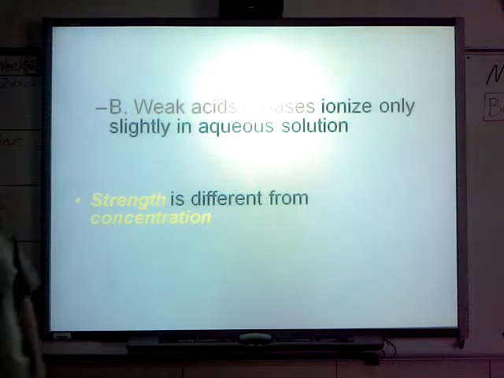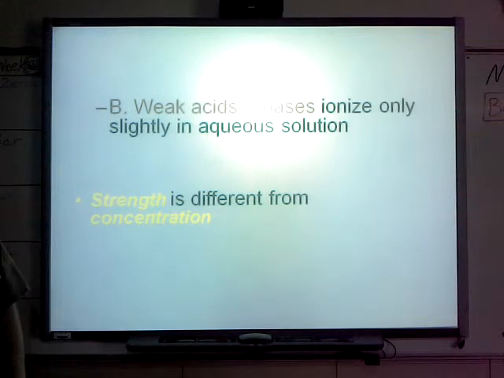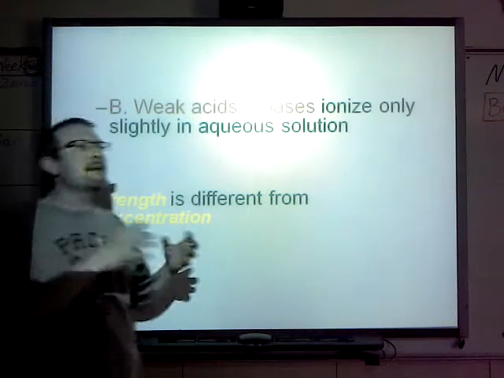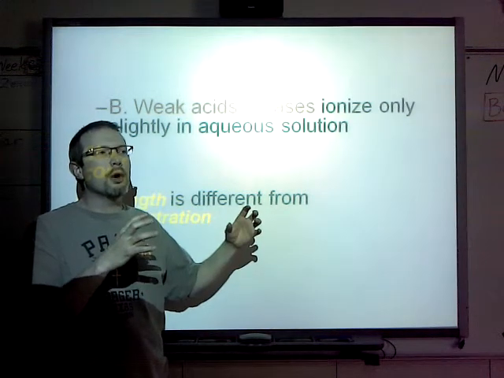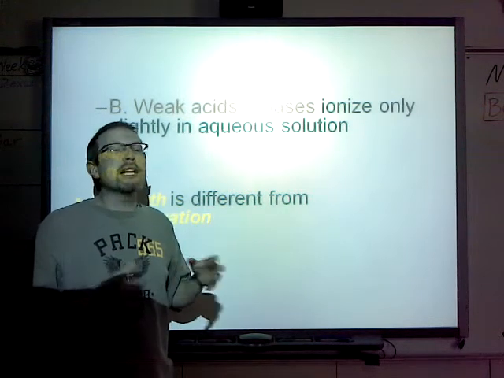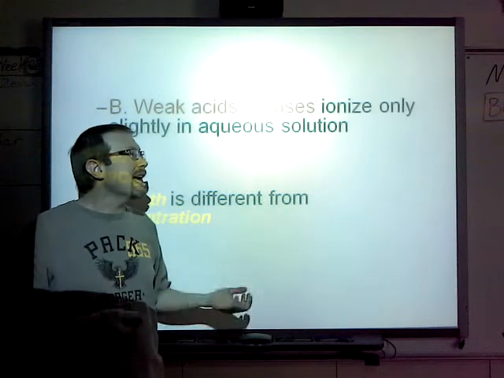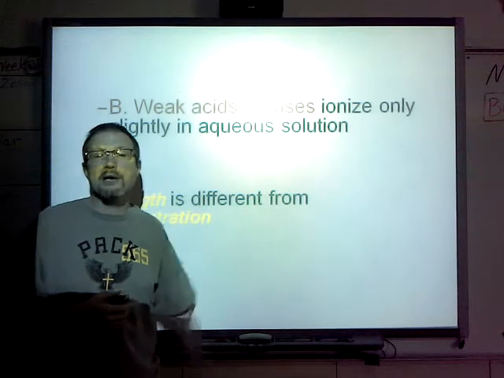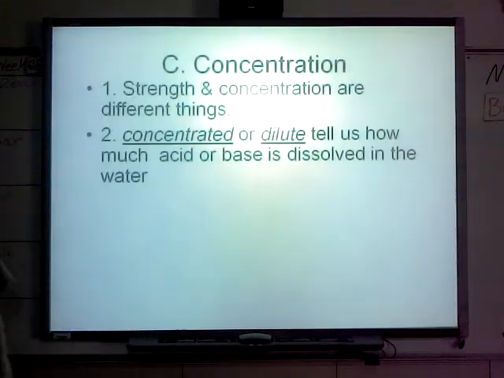Weak acids and bases only ionize a little bit. Some of them may go ahead and come apart in solution in water. Some others are going to stay together, and if they don't completely give off those ions, we say they're a weak acid or a weak base. And we're going to look at several examples here in just a little while.